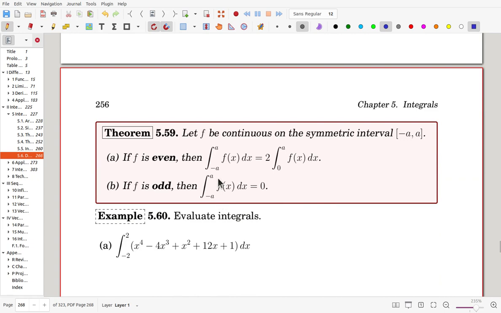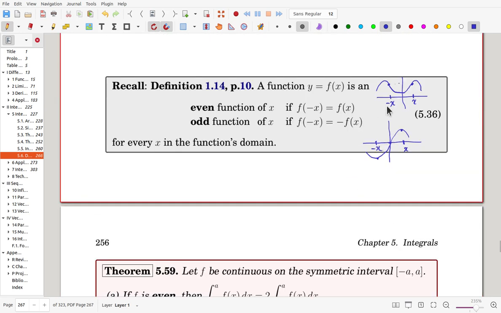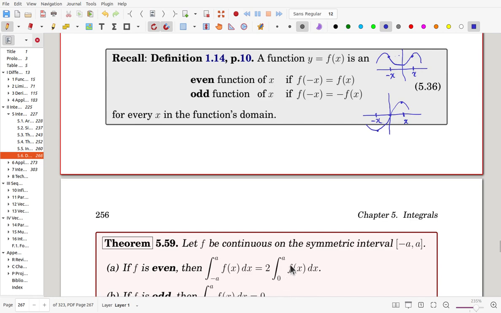Now, with those properties, if we try to get the definite integral over a symmetric interval from minus a to a, then once f is even, you can compute the integral only from 0 to a and take twice that, because both halves are the same.